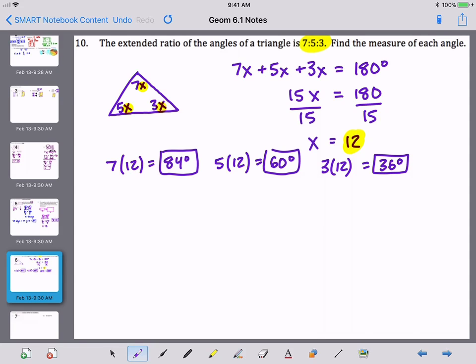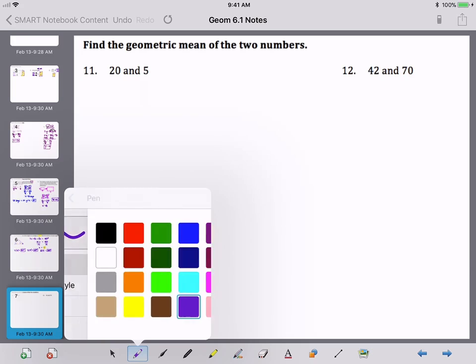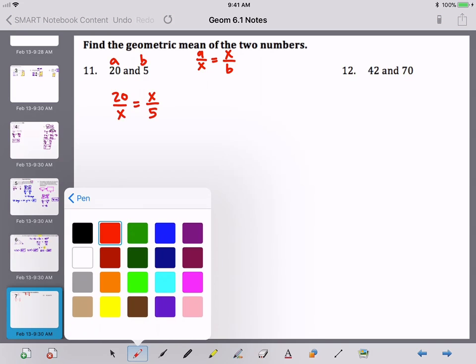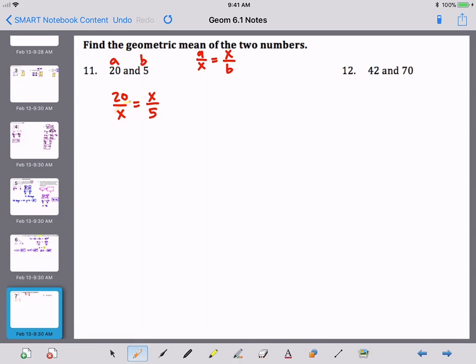Okay, lastly we're going to finish up with something called the geometric mean. And if you recall from earlier in these notes, that's always in the form a over x equals x over b. So in this case, our a and b are 20 and 5, so we just fill those in. We solve this the same way we solved previously, so we're just going to cross multiply. x times x is x squared. 20 times 5 is 100.